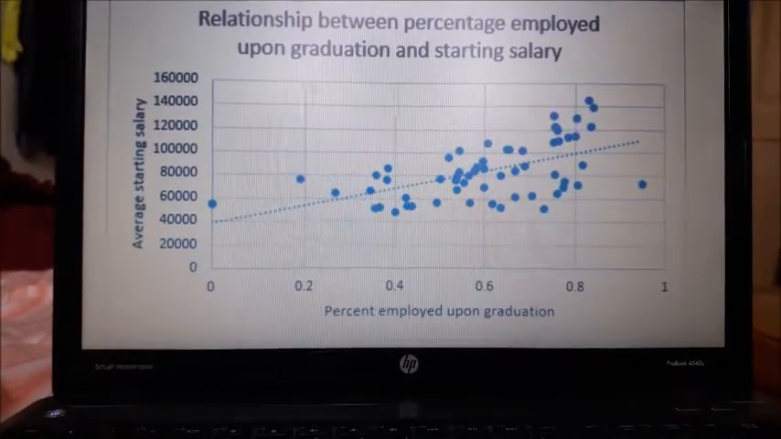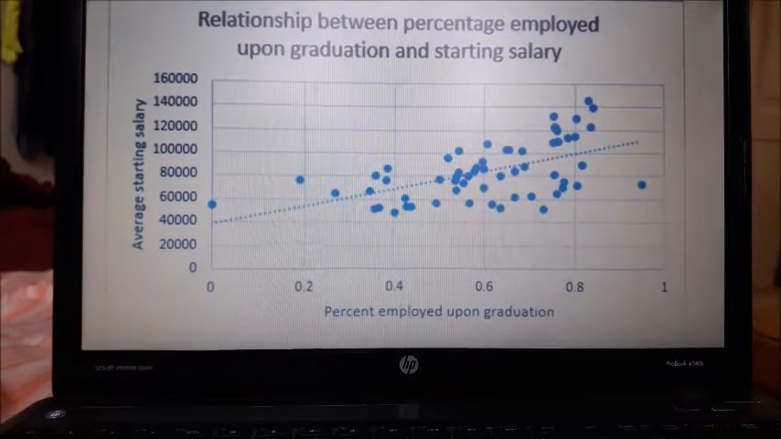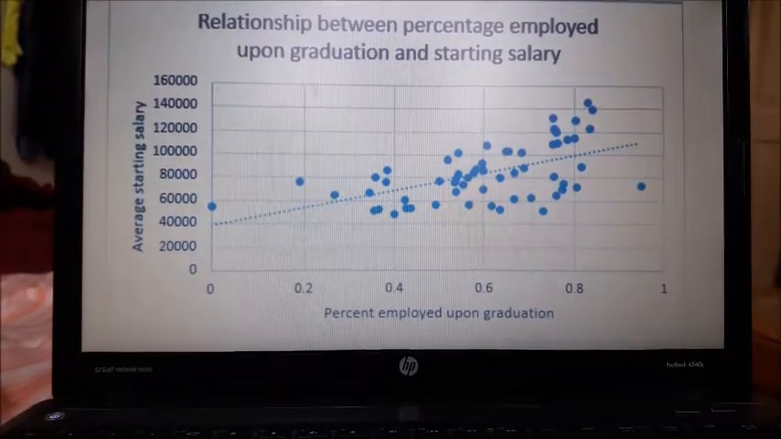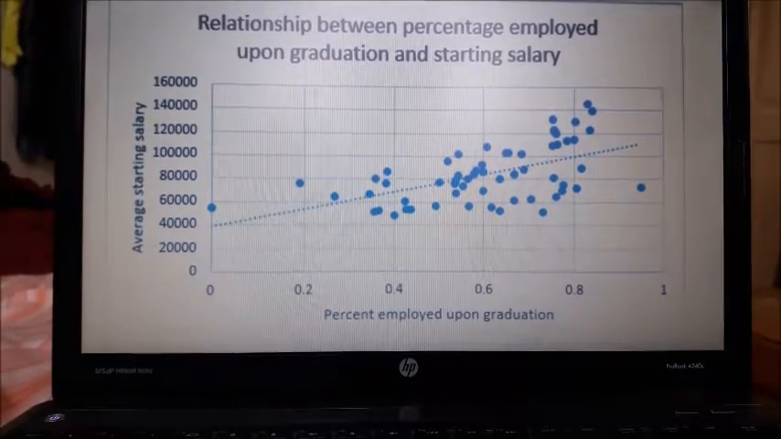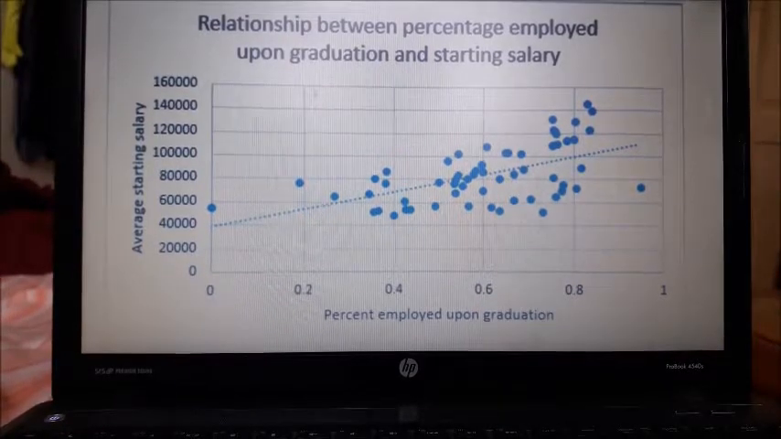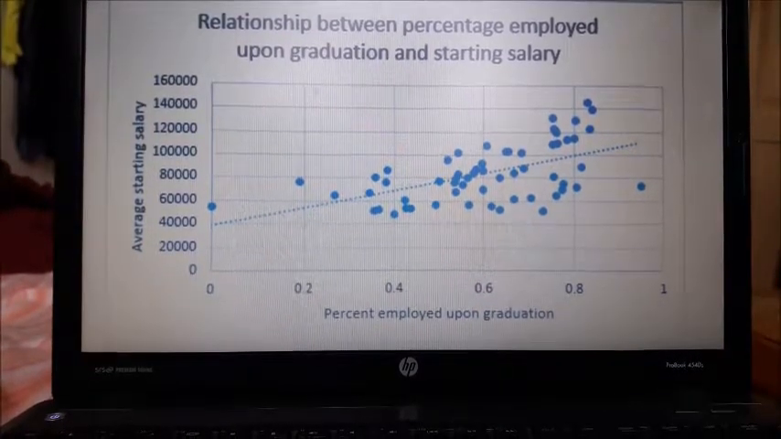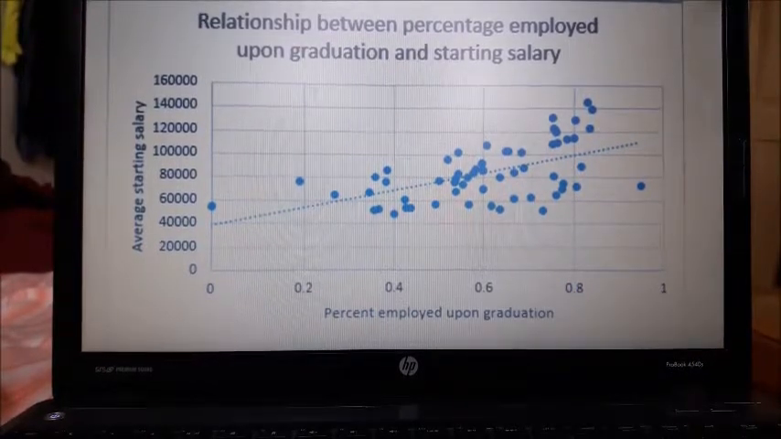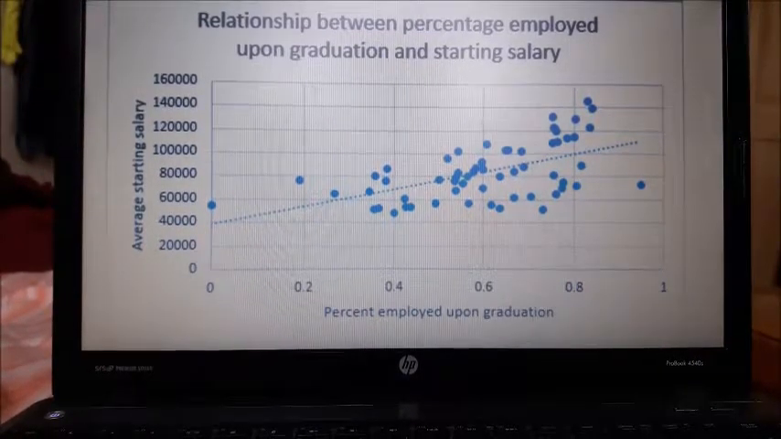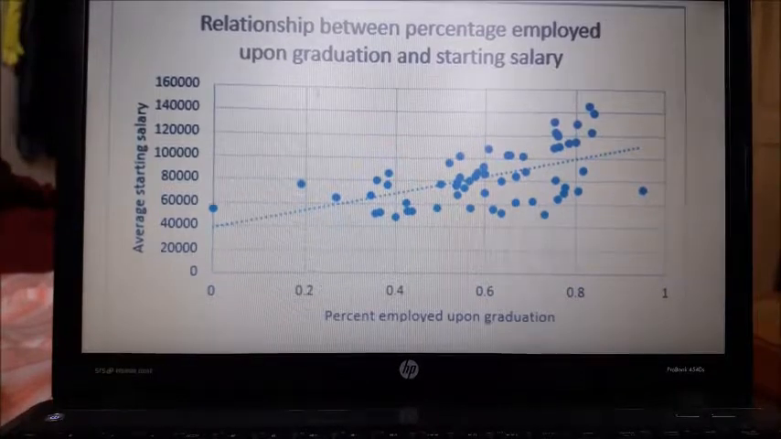Here you can see the relationship between the percentage employed upon graduation and starting salary. This appears to be a positive relationship. This could be explained by everyday reasoning. When the best graduates come out of school, employers will be competing for them, so not only will they be hired faster because they're more desirable, but they'll also be paid more for the work that they do.